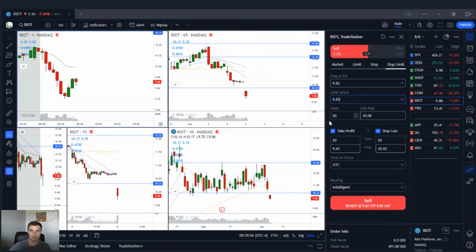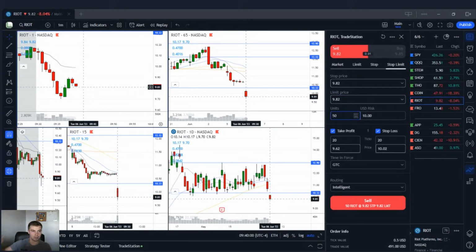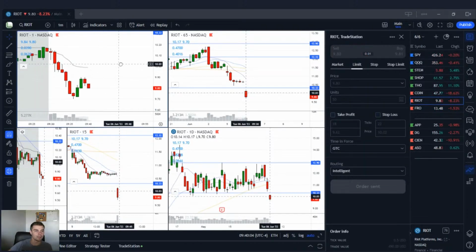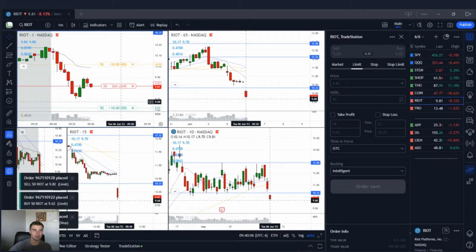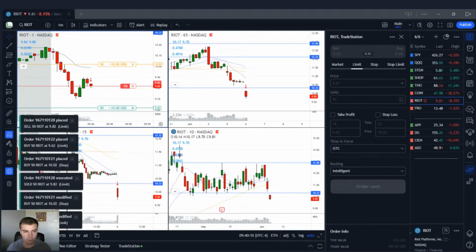Alright, so it's going to be 982 by 1002, 20-cent stop. Alright, guys, I'm not sure if I'm going to get that. So I put my order in. It's going to be a limit order. There we go. We did get filled. So Riot, 1 minute sell setup.